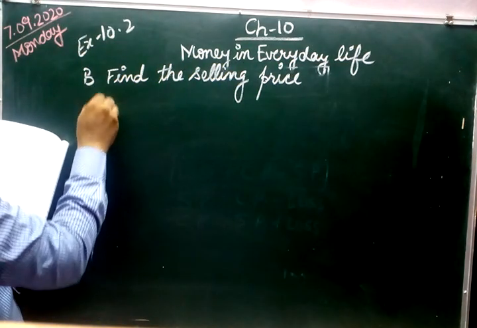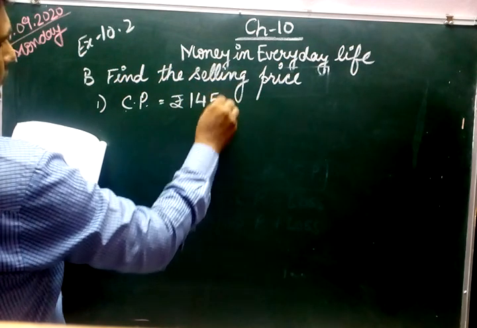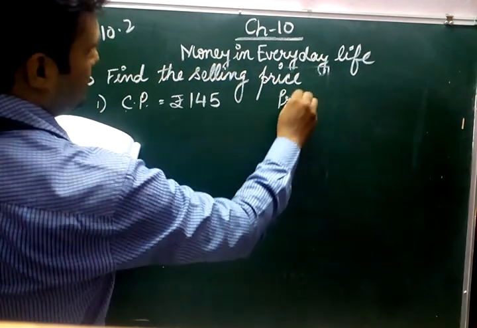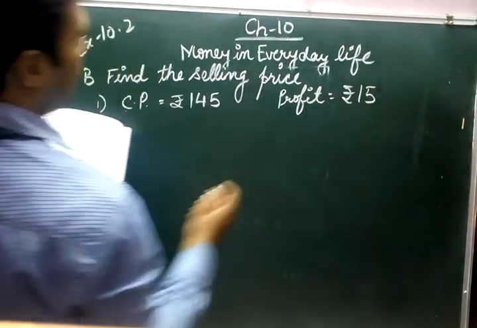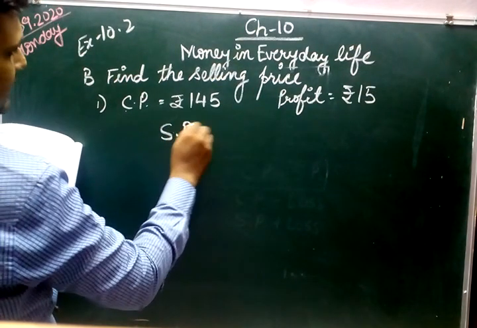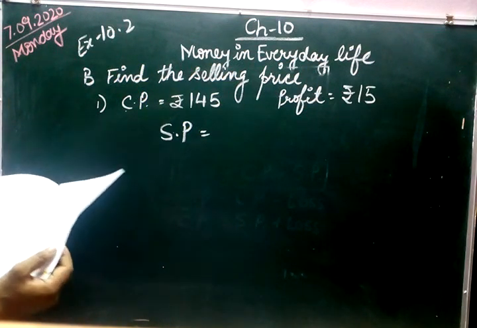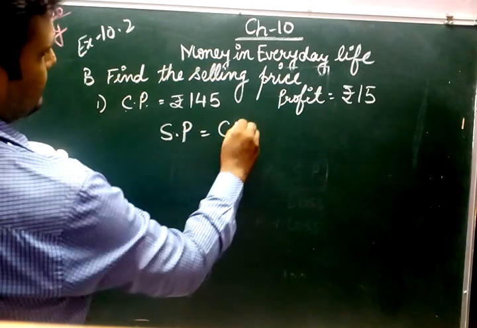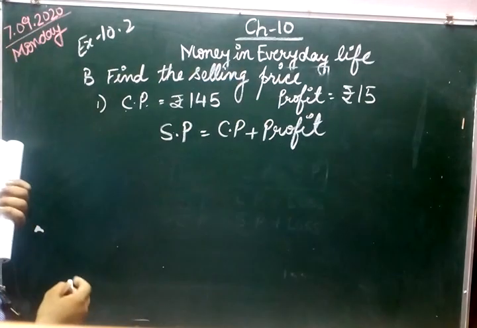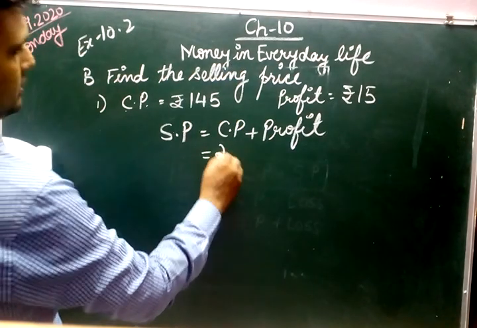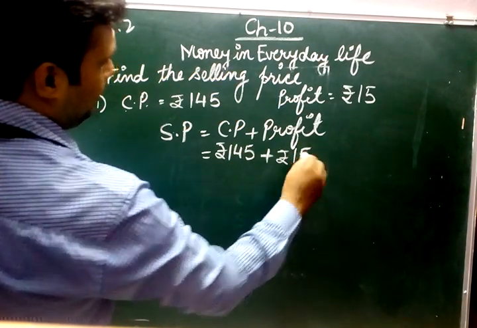First question we are taking, cost price is given to us, that is rupees 145, and profit is given to us. What is the profit given to us? Rupees 15. So we have to find the selling price, SP. When cost price and profit are given, the formula is cost price plus profit. We did this earlier. Cost price 145 plus profit, it is rupees 15.